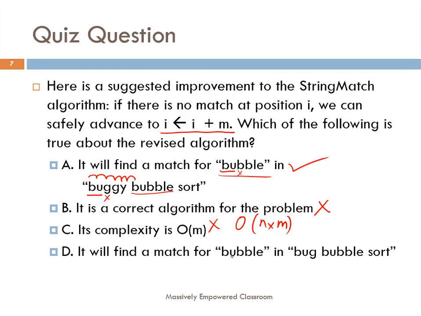In this case it will not find a match, because once again this BU and this BU will match. This B will not match this G. Now you will do I equals I plus m. So I will advance to this position, and then this B will match this B. The U will not match this B, and you will return an unsuccessful search, although the pattern bubble is present in bug bubble sort. So this is also not correct. The only true statement is A.